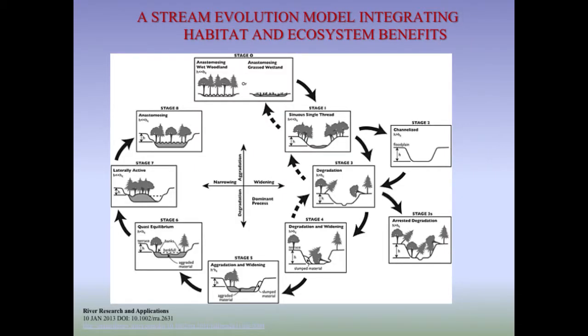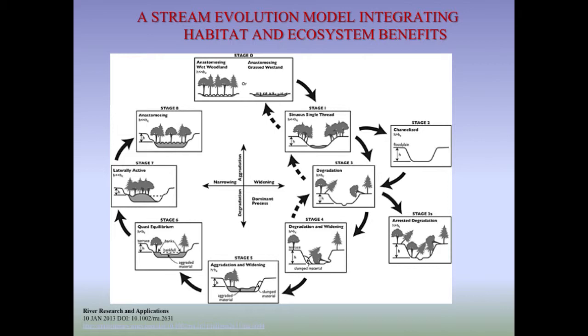So moving on, there have been some authors, like Kluwer and Thorne, that have tried to expand existing channel evolution models to bring in the concept of anabranching wetlands and pre-settlement conditions. Typically, the channel evolution model starts with stage 1, runs through degradation phases, degradation and widening, and then aggradation and widening, and ends in a quasi-equilibrium here in stage 6.